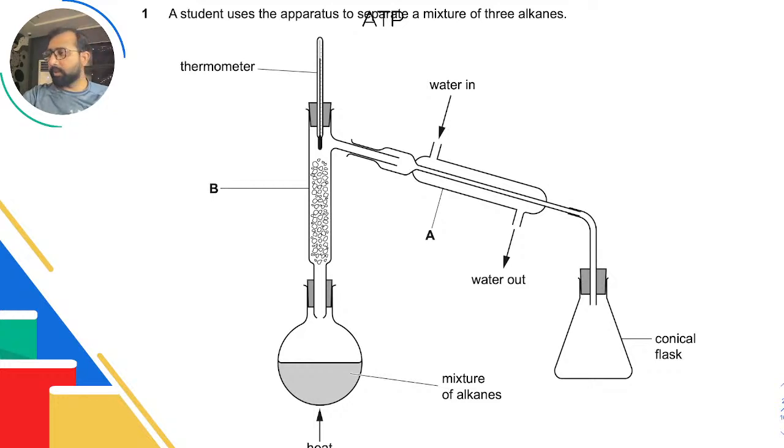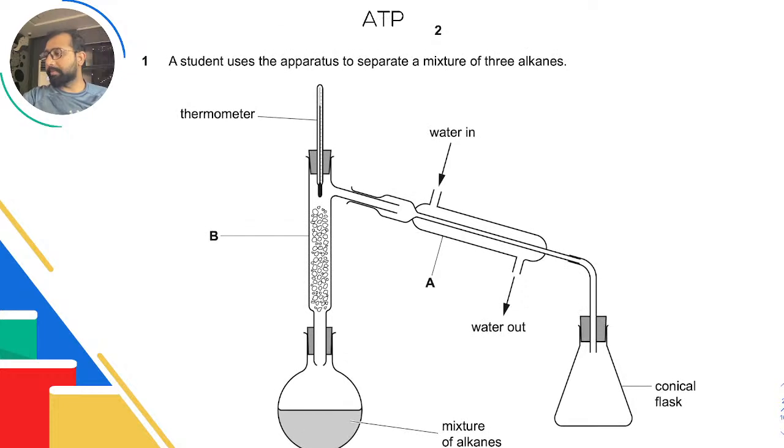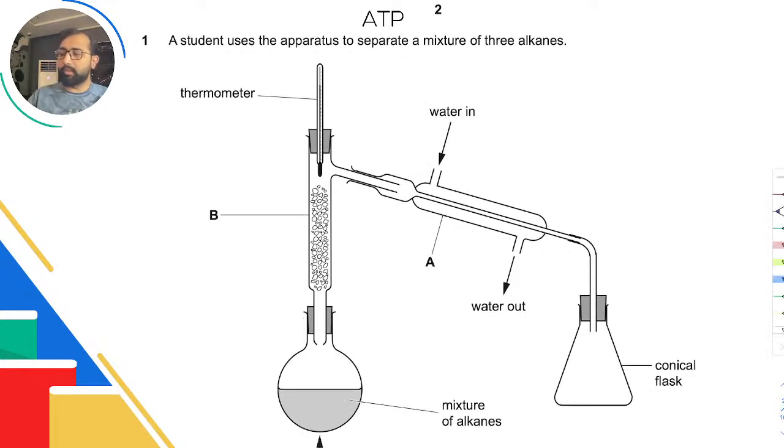The first question here is: a student uses the apparatus to separate a mixture of three alkanes. You can see that alkanes, they're all in the same state as there's a mixture of alkanes. So this will be fractional distillation. We'll separate them based on their different boiling points. B over here is a fractionating column, which obviously provides surface area to separate these things.